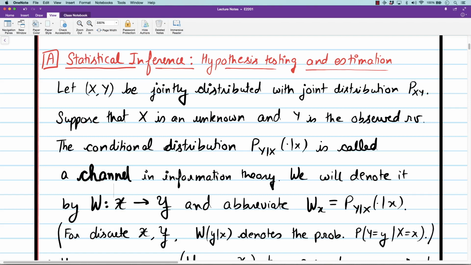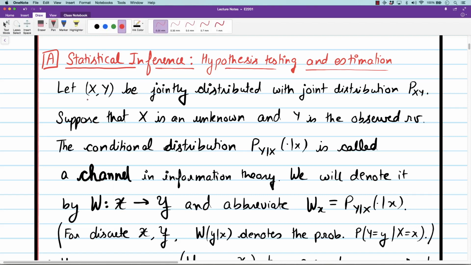But I want to give you some basic idea about these problems, because it is through these problems that we'll be able to characterize how much information some random variable y contains about another random variable x. So let's begin.